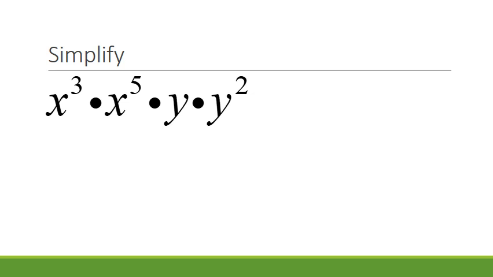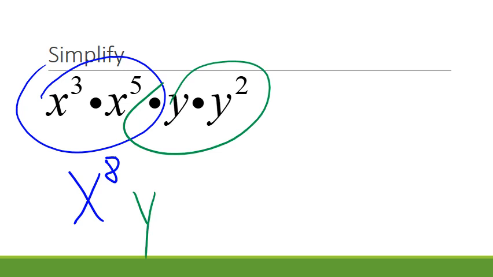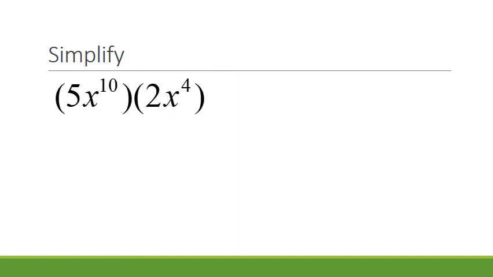Please pause the video to simplify this expression. All right, these are conveniently grouped together. So if I combine those exponents by adding, and if I combine these exponents by adding, don't forget that if it doesn't have an exponent, it technically has a 1. Please pause the video to simplify this expression.